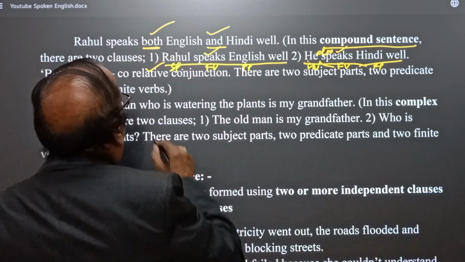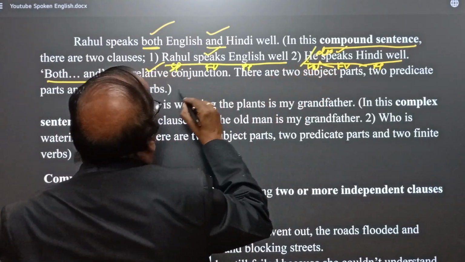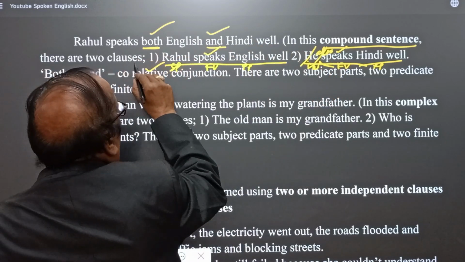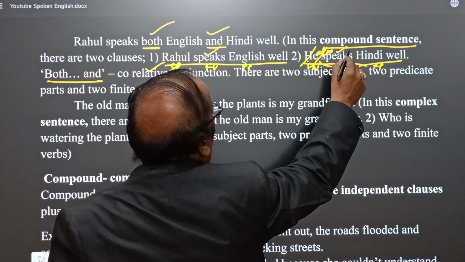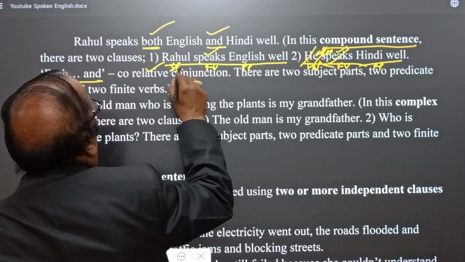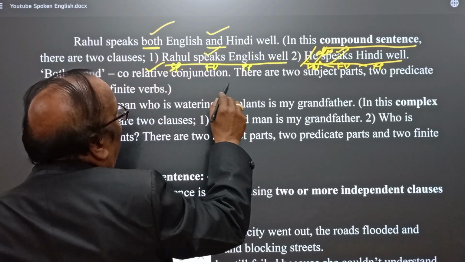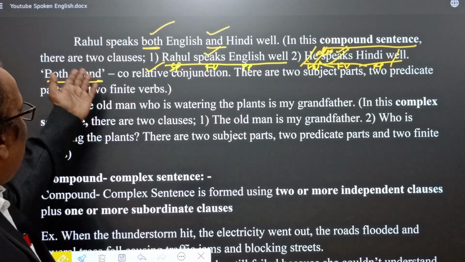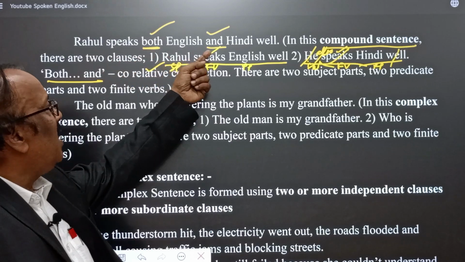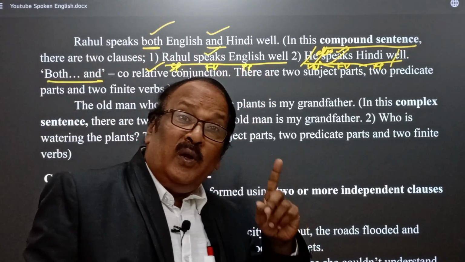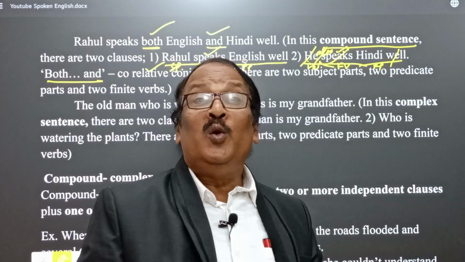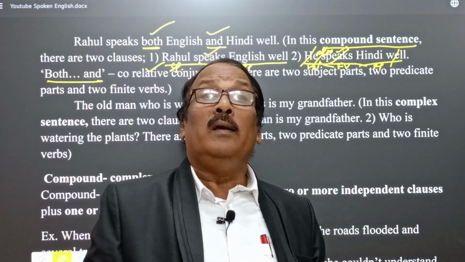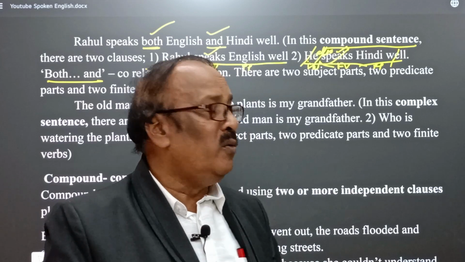Here we find Rahul, therefore he is omitted, and also is omitted with both and. The second speaks is also omitted, and again well is also omitted. Therefore we can easily know Rahul speaks both English and Hindi well. In one sentence we find two clauses. If we separate them, we find two independent clauses. Yes, this is the nature of a compound sentence.